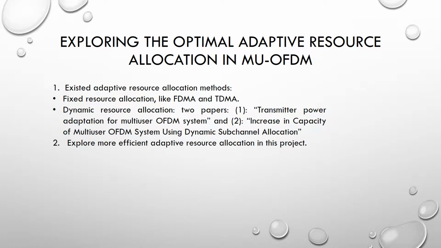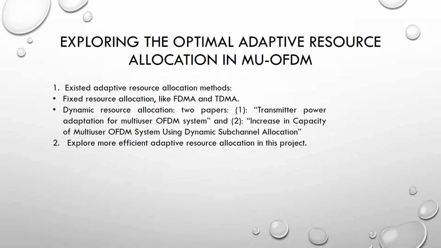Next, I talk about exploring the optimal adaptive resource allocation in MU-OFDM. There are some existing adaptive resource allocation methods. They can be divided into fixed resource allocation such as FDMA and TDMA, and the other type of existing method is dynamic resource allocation. There are two papers, paper 1 and paper 2. In my project, I wanted to explore a more efficient adaptive resource allocation method.